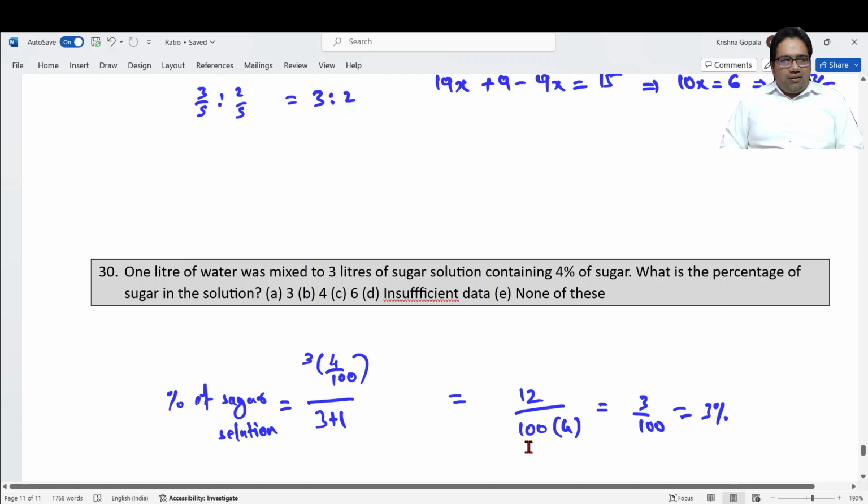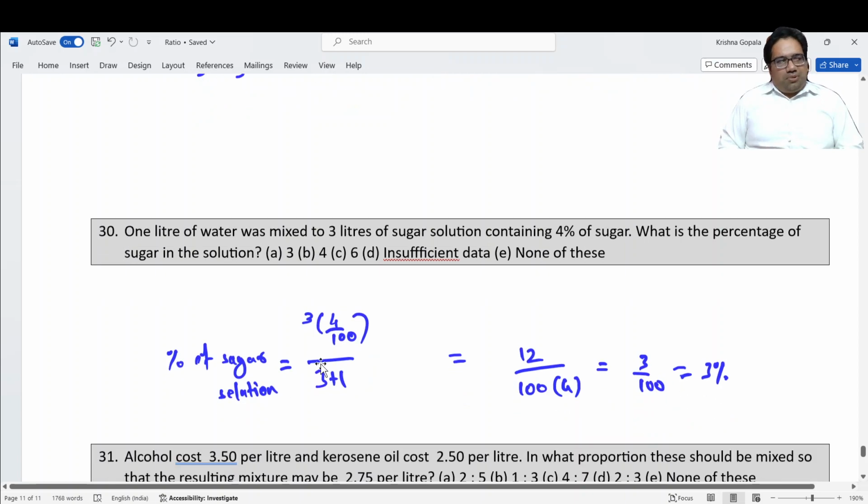That means 12 by 100 by 4, 4 goes into 12 three times, so 3 by 100, which is 3%. So when we add 1 liter of water to 3 liters of solution, which has 4% of sugar, the sugar will become 3% of the total solution. Right? This is also an easy problem. Next one.